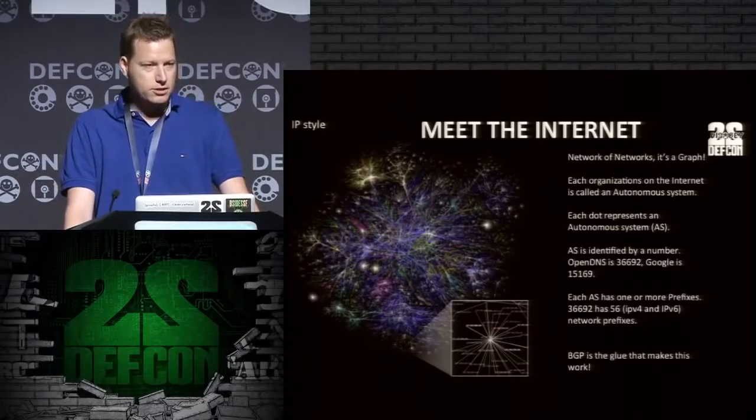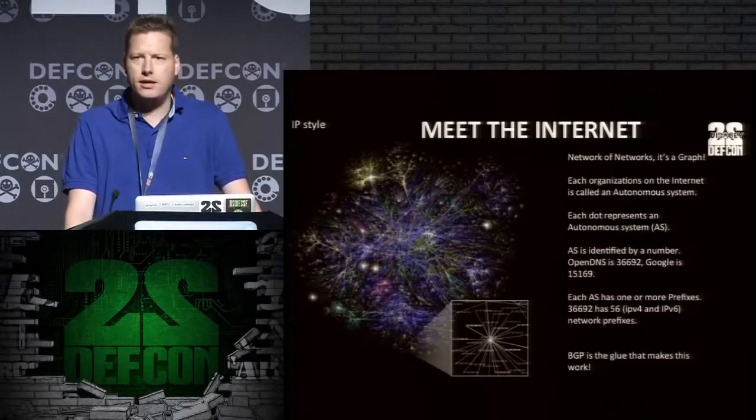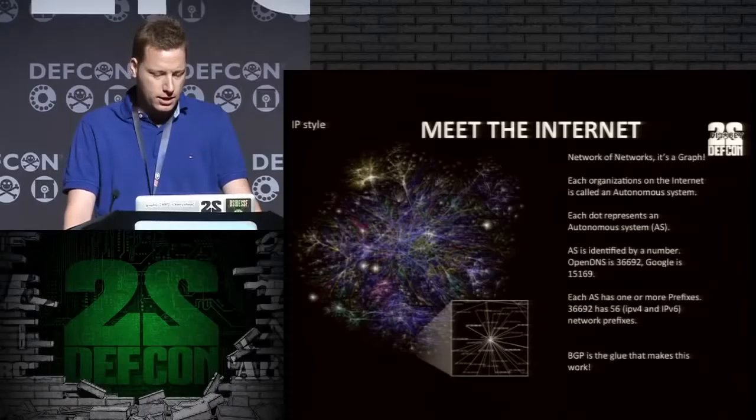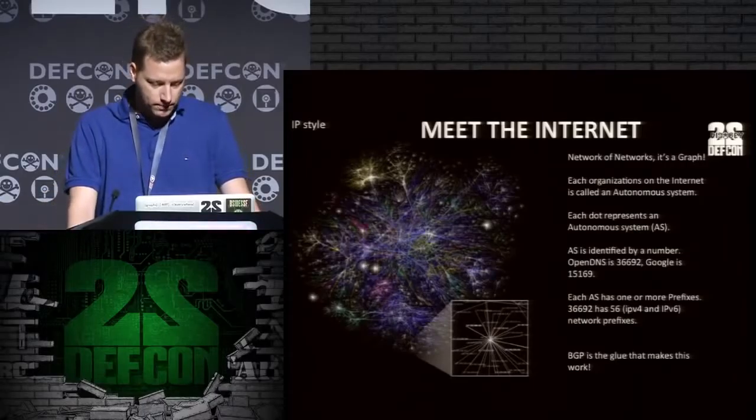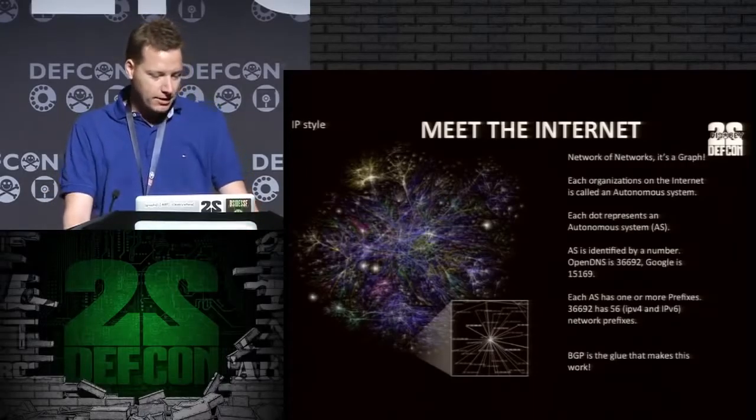And then each ASN has been allocated or announces one or more IPv4 or IPv6 prefixes. It can be just one, but it can be several thousand. But that's basically how it works. I'm sure you all knew that, but now we're all on the same page.